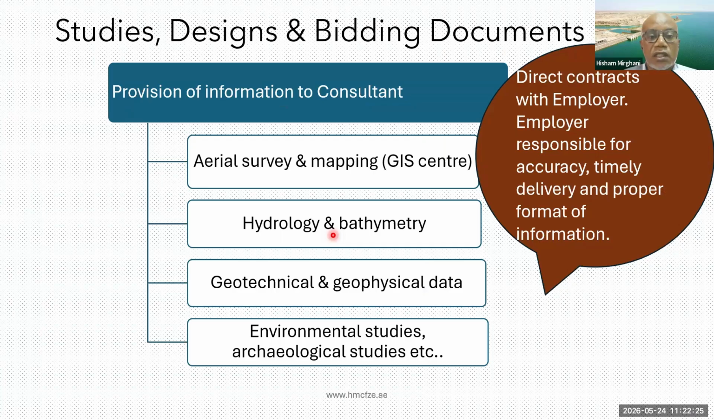Another aspect that the employer needs to make a decision on: for these complex projects, there is a lot of information that needs to be gathered in the field. For hydropower projects, you need aerial survey and mapping, GIS data. You need hydrology and bathymetry of the river. You need geotechnical, geophysical data. You need environmental studies. In some cases, you also have to do archaeological studies.